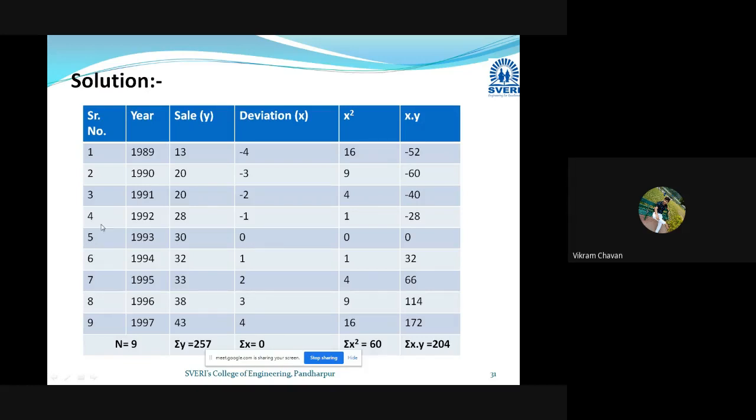And why are we considering the fifth year as the middle year? Because above that particular year there are 4 years, 1, 2, 3, 4, and below that particular year there are 4 years, 1, 2, 3, 4. So the fifth year, or we can say the year 1993, we have to consider as 0 for the deviation.